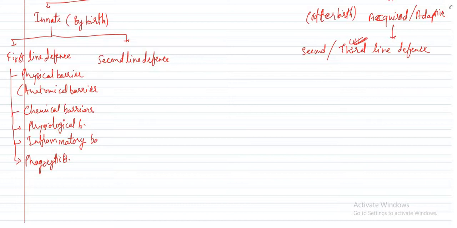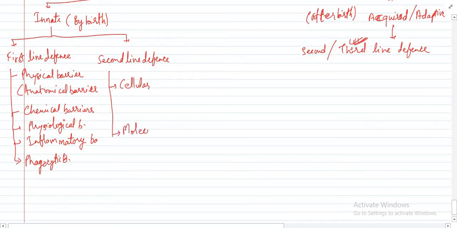The second line defense has cellular and molecular components. It contains some cellular components and also some molecular components. Even they include the lymphoid system or lymph system.